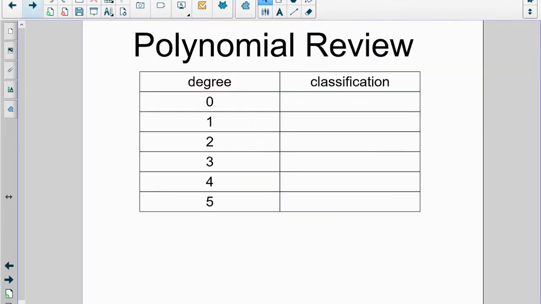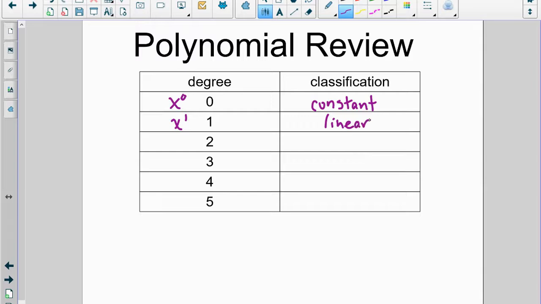So let's do a quick review from polynomials from a previous unit. When we were classifying polynomials, one of the ways that we classified them was based on the degree. You might remember the degree was based on the exponent of the variable, the largest exponent of the variable. So for degree 0, that'd be like when we had x to the 0. In other words, there were 0 x's in that polynomial, and we called that a constant polynomial. Constant meaning degree 0. If it was degree 1, that meant that x to the first power was the largest power of x, and those are our linear polynomials.